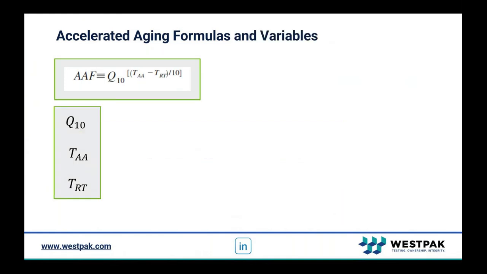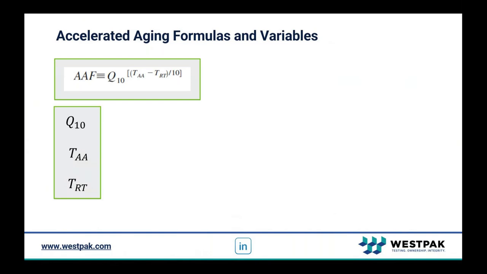So let's take a deeper dive into these formulas. The first is the accelerated aging factor formula. Per the guide, a conservative accelerated aging factor must be used if little is known about the sterile barrier system materials being evaluated. More aggressive accelerated aging factors may be used with documented evidence to show correlation between real-time and accelerated aging data.